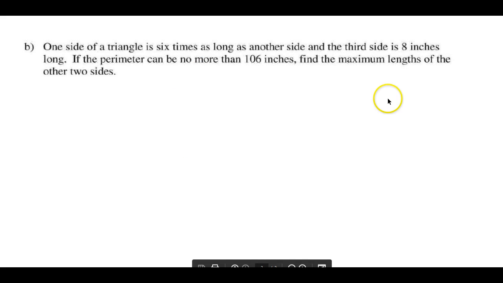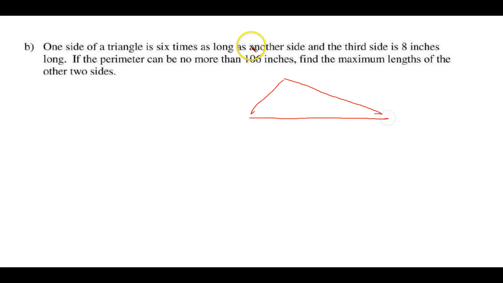All right, our last. Now here we need a triangle. And again, it doesn't have to be proportionate, just so we can put some values there. One side of the triangle is 6 times as long as the other side. Well, this will be the other side, and this is 6 times as long. And the third side is 8 inches. And it can be no more than this. So find the maximum length of the other sides.